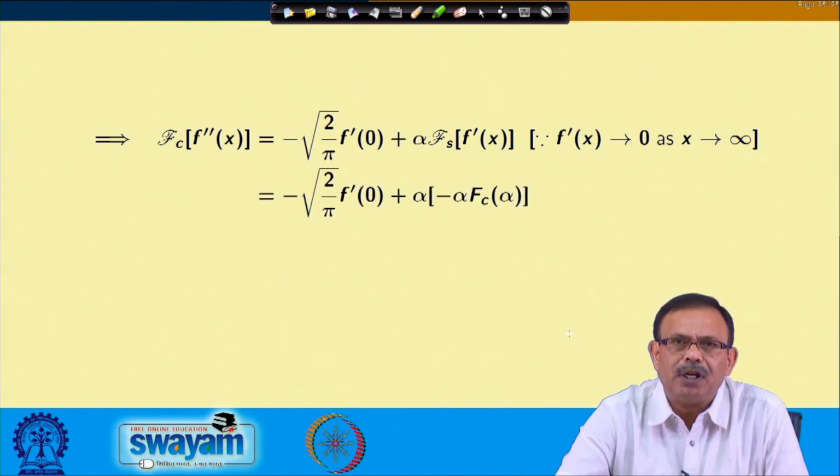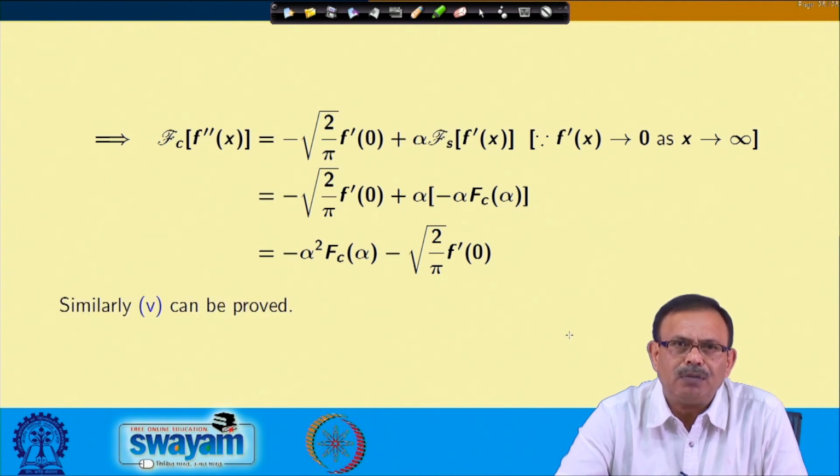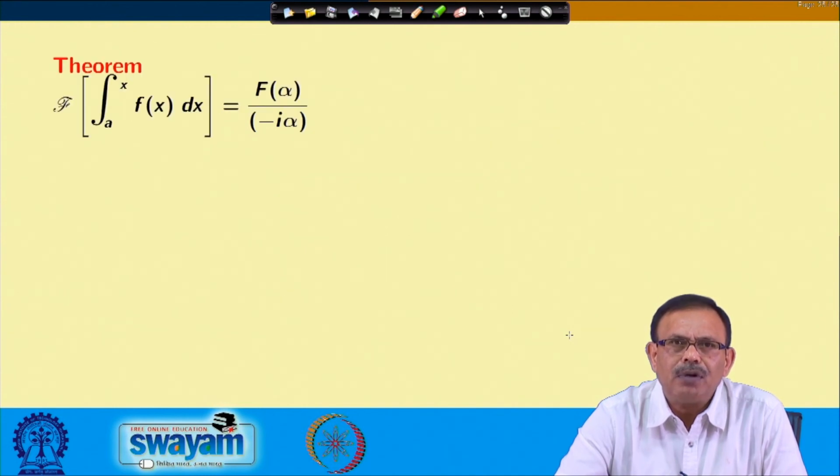using the earlier property, the Fourier sine transform of f dash x is nothing but minus alpha into the Fourier cosine transform of alpha. So, I can write down the Fourier cosine transform of f double dash x is equal to minus alpha square into the Fourier cosine transform of alpha, minus root over 2 by pi into f dash 0. This completes the proof of the fourth one. And in the same fashion, we can prove the fifth one also, as I have mentioned earlier, which you should do on your own.